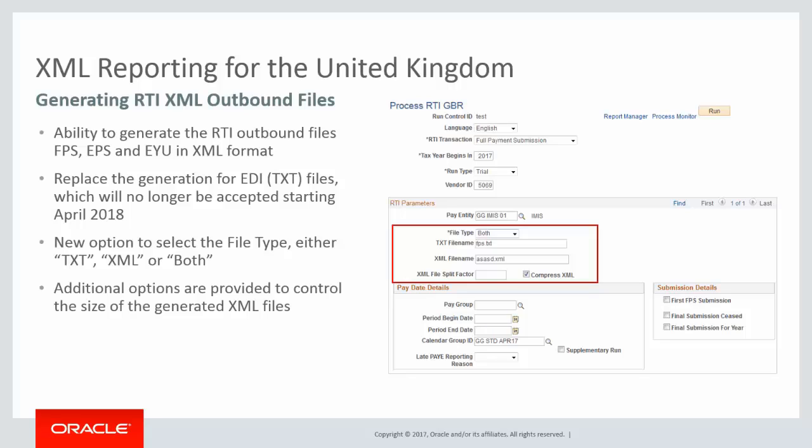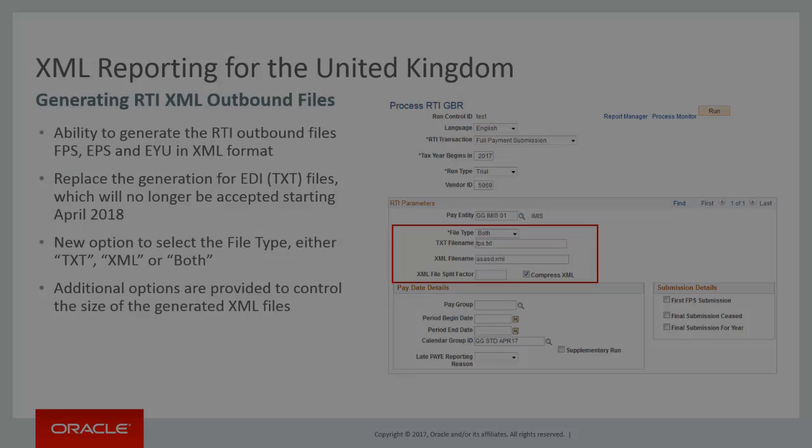In this first deliverable, we are providing the ability to generate the RTI outbound files, FPS, EPS, and EYU in XML format. In a later image, we will also provide the ability to import inbound files such as P6 and P9. This completes our discussion of global payroll country extension enhancements for Brazil, Mexico, and the United Kingdom.